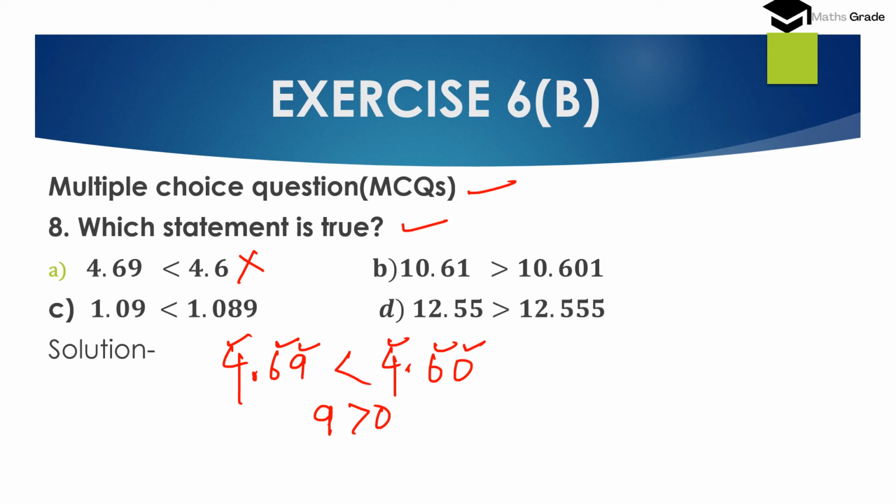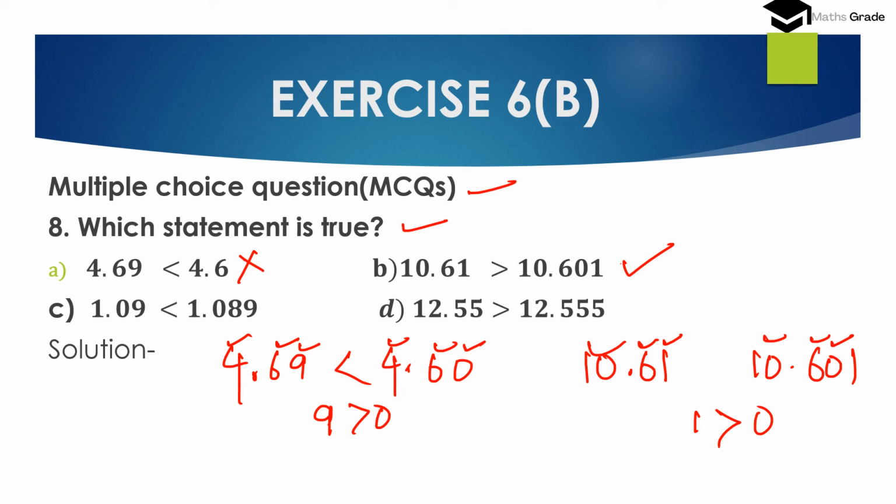Now second option. 10.61 is greater than 10.601. Both have 10 in the whole part. Then in the 10th place 6, 6, both are equal. In the 100th place it is 1, but here 0. But 1 is greater than 0. So this is correct. Now option C.